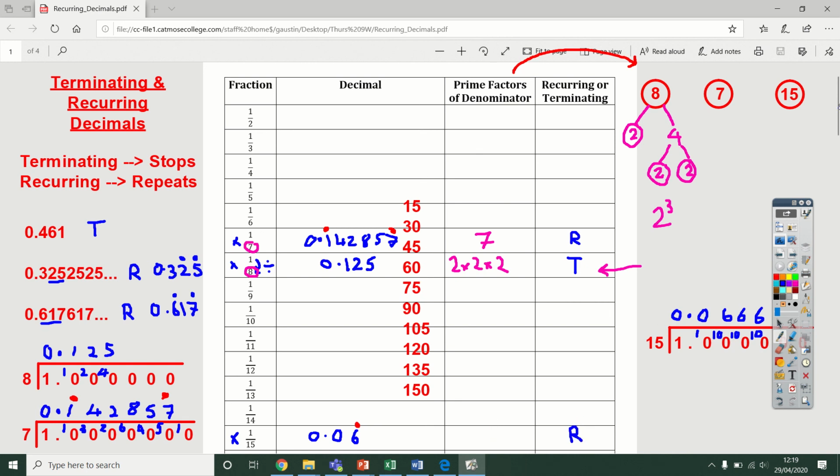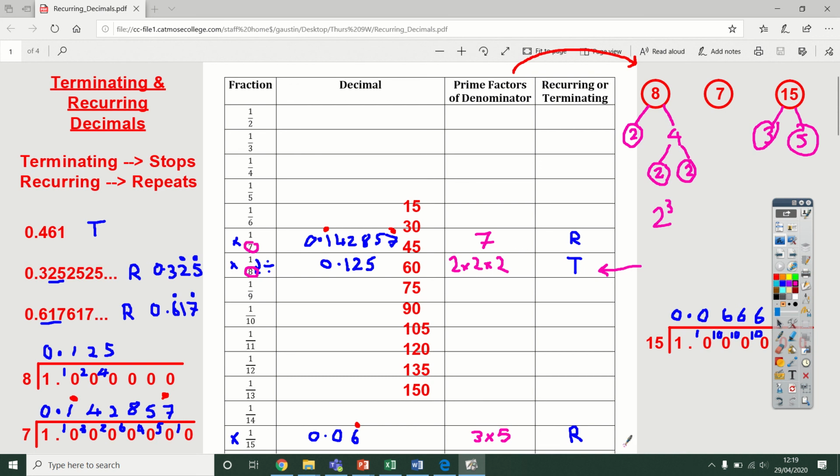And for the factor tree, for 15, I can split 15 into two smaller numbers. 15 is 3 times 5. And both of these are primes. They don't split any further, so they're my stoppers. So 15 is 3 times 5.